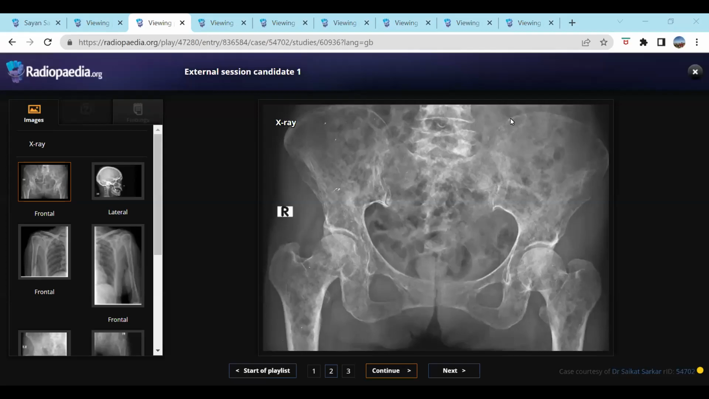Lytic areas are seen involving the visualized bones. These are involving bilateral femur, pubic rami, and iliac bones. There is also sclerosis of bilateral SI joints, more pronounced on the left side. I'm looking for any pathological fracture, which I don't appreciate; there is no displaced pathological fracture.